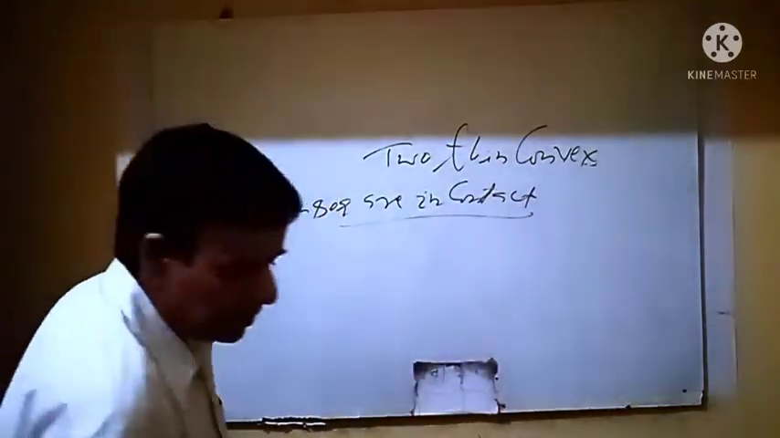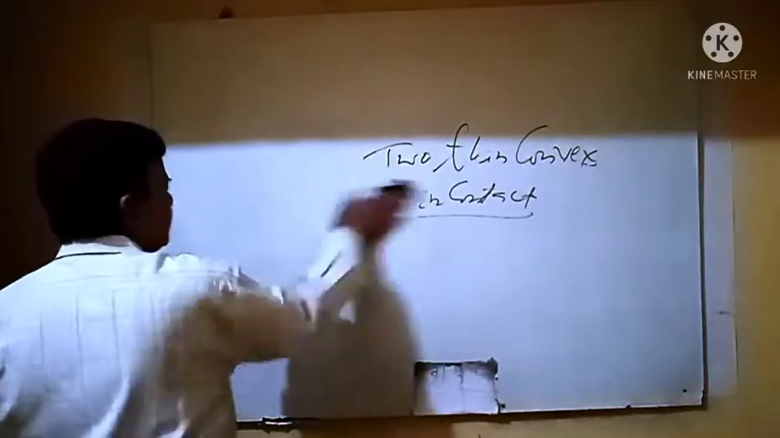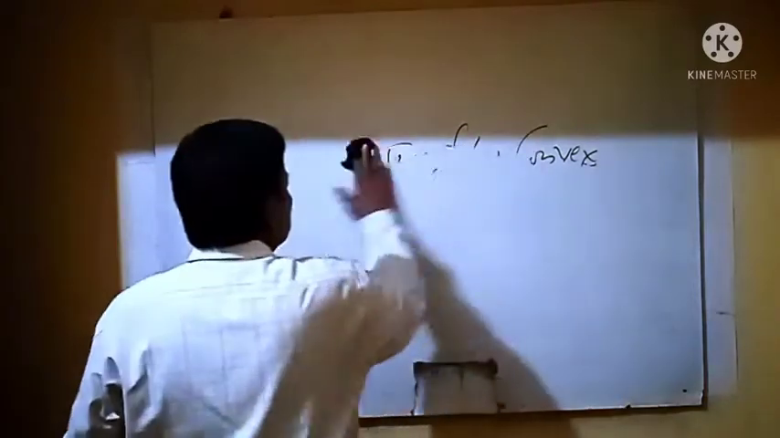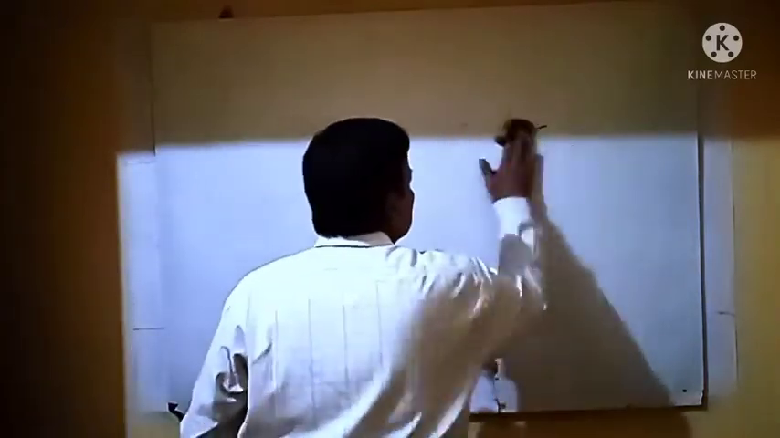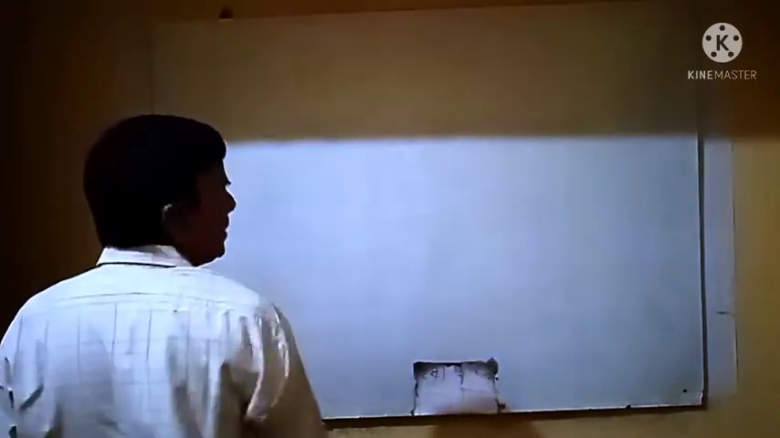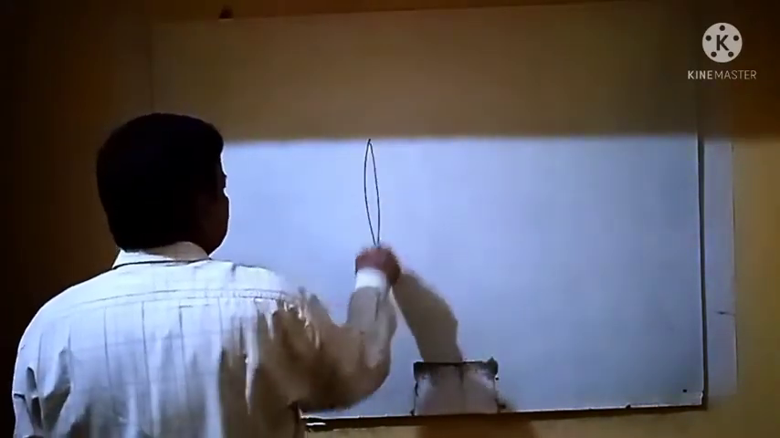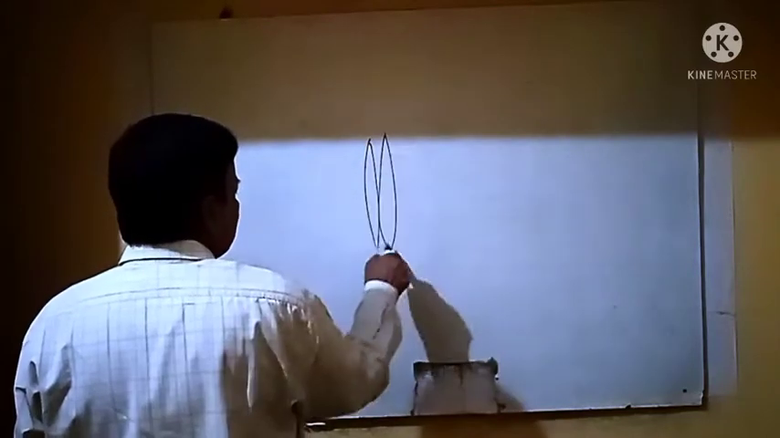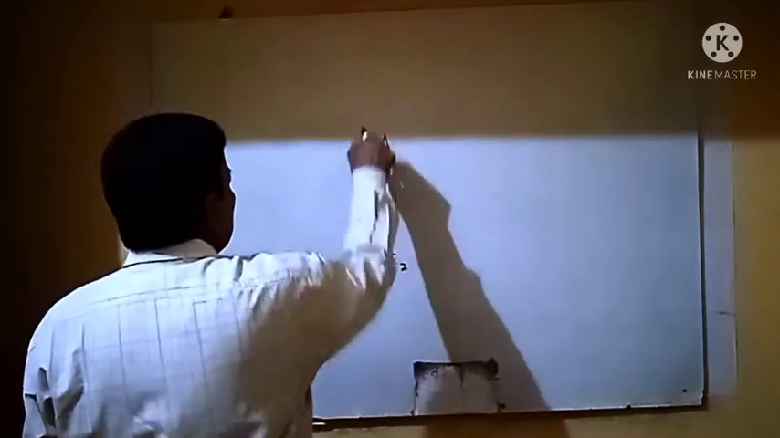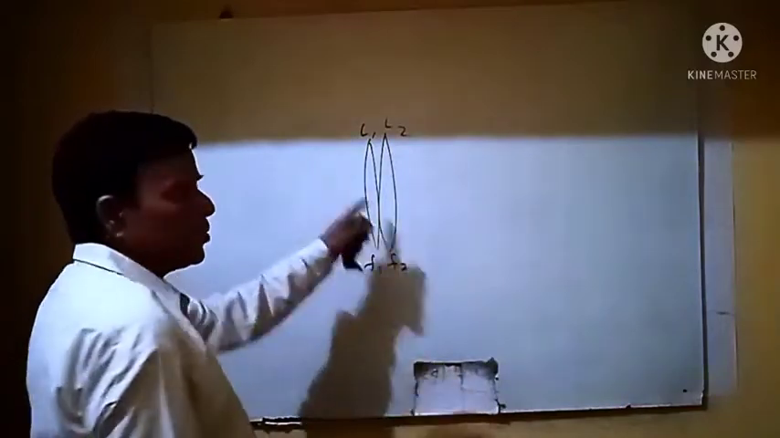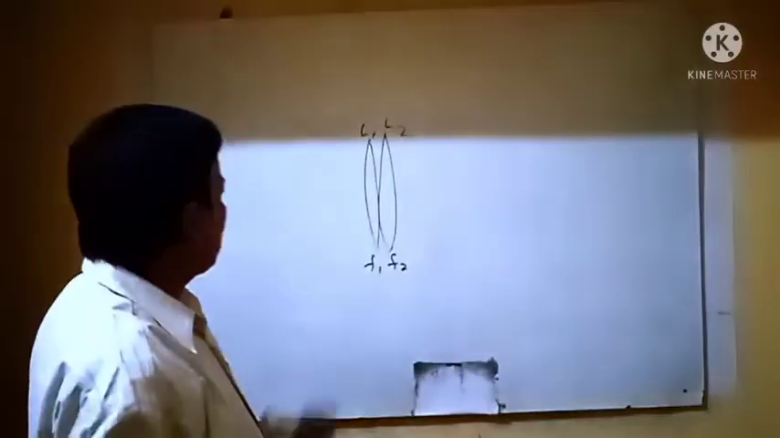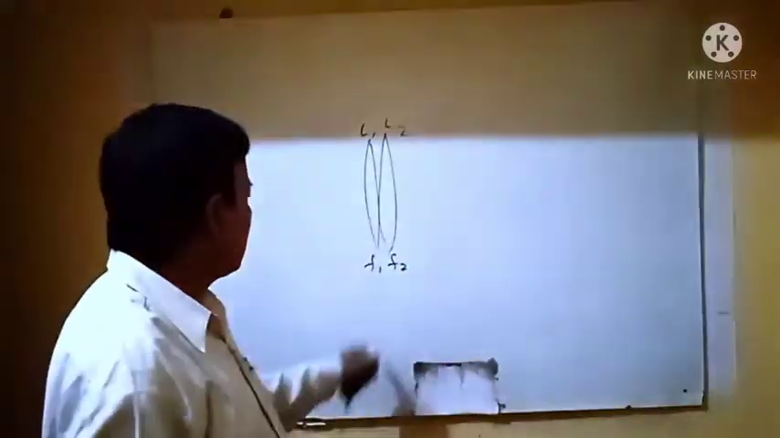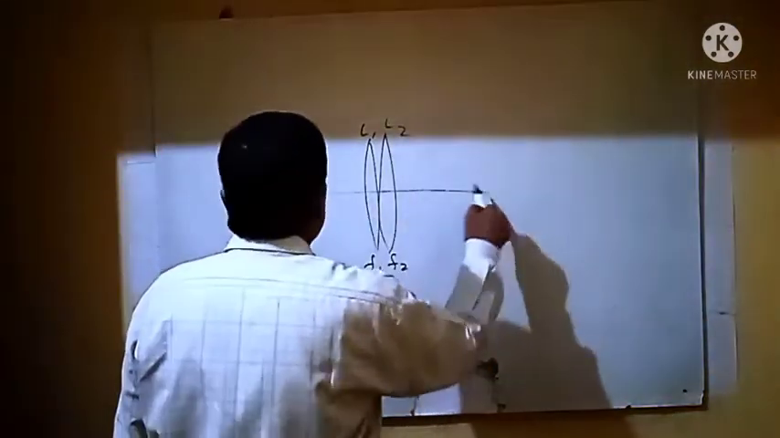Now what will happen? Suppose that it is a convex lens. It is another convex lens, f1, f2, L1, L2. There are two thin lenses in contact. The focal length of one lens is f1 and the focal length of the other lens is f2. And this is the principal axis.